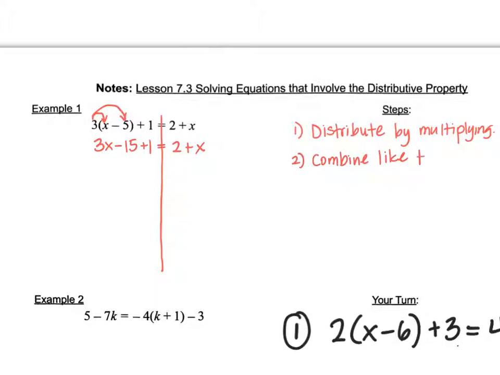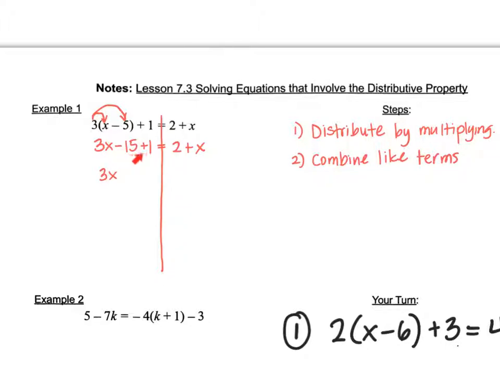And this involves combining things that have x's together and combining things that don't have x's together. Remember, we call those constants. So if I just look on the left side only, look, I have a 3x, a minus 15, and a plus 1. I have 3 things. So which of those could I combine together? So this one has an x. None of these have an x here. So that means the 3x, I'm just going to keep it as 3x.